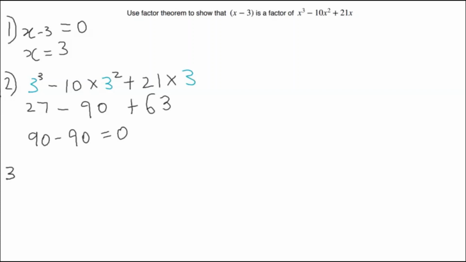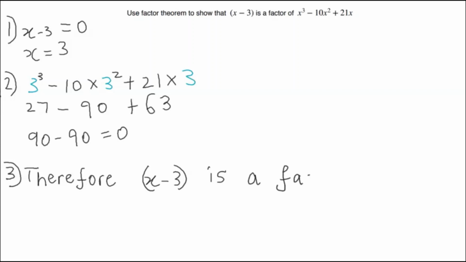So now step 3 would be to say, because your examiner would see, okay, he's got 0, you'd be saying therefore x minus 3 in this case is a factor of x cubed minus 10x squared plus 21x, and that would be your 2 to 3 marks.